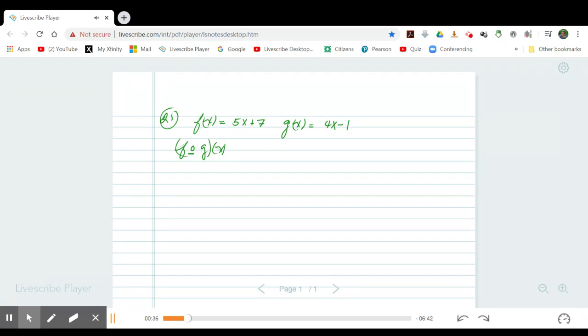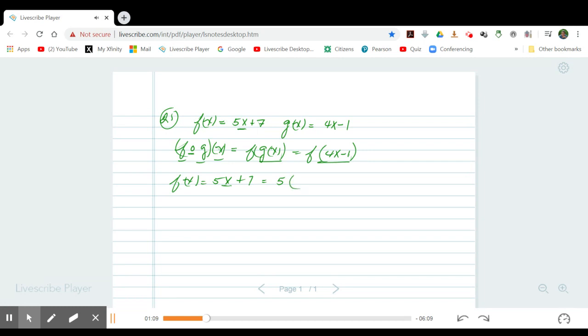Composite, one function kind of follows or swallows up another function. This is simplified to f of g of x. It's written f first, g second, and x last. So it's f of the g function, which is 4x minus 1. Wherever I see x in the f function, I need to replace that x with its input, 4x minus 1.